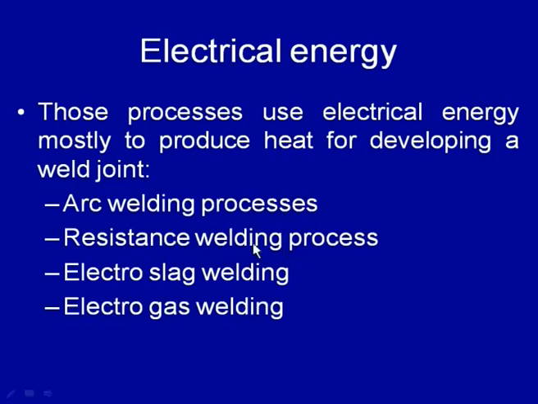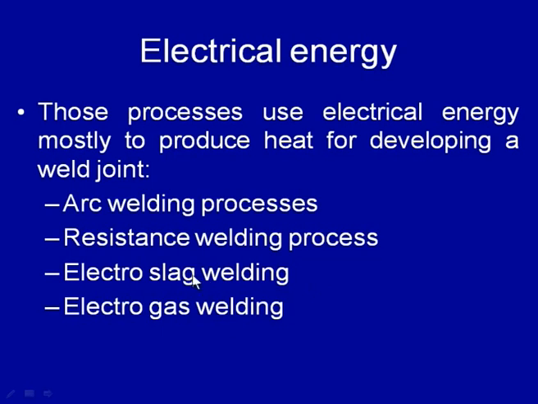So, mainly heat in the resistance welding process is generated by supplying electrical current through the components to be joined, and high electrical contact resistance at the interface develops a lot of heat, which helps to soften the interface between the members to be joined, and subsequently the application of pressure results in the development of the weld joint.